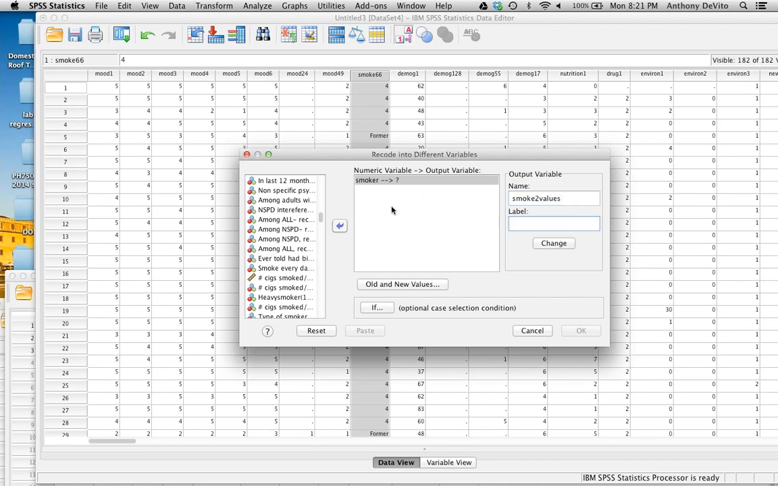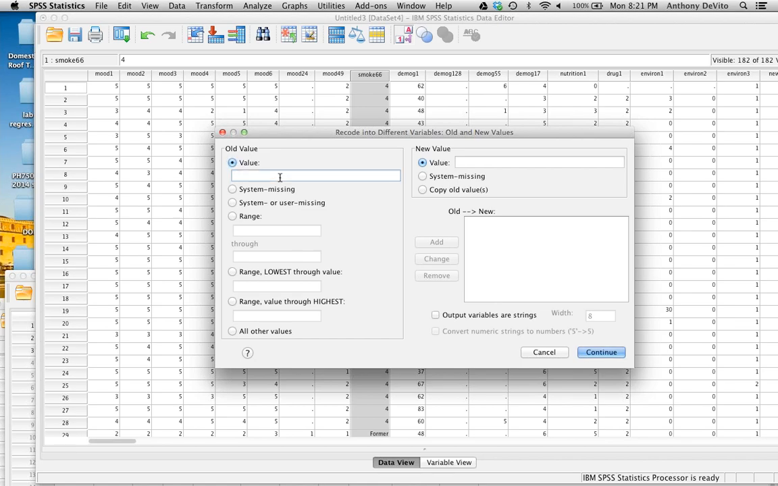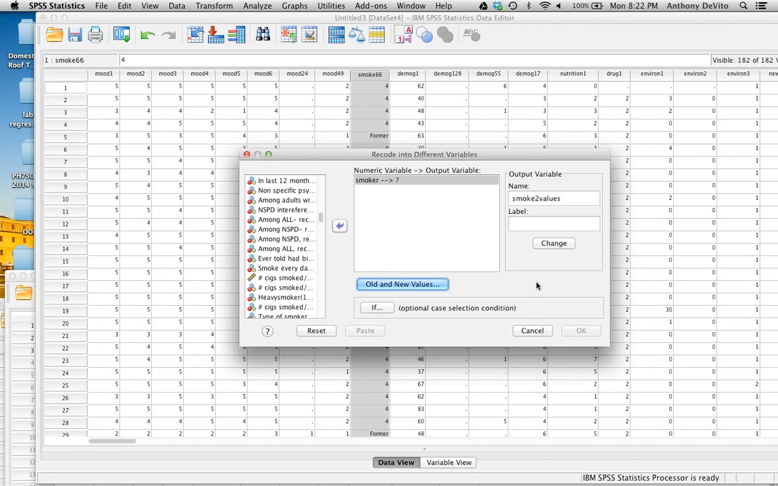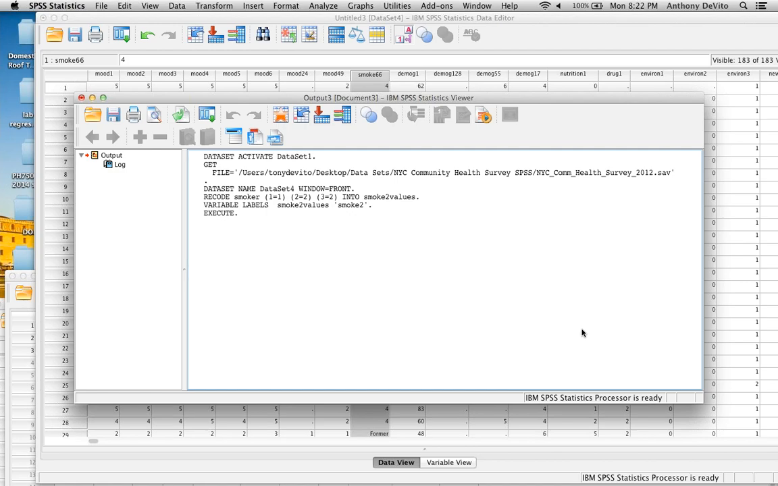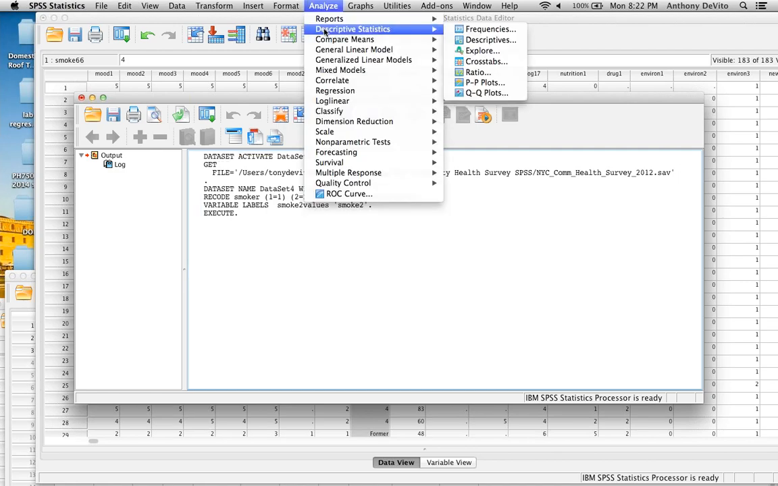For instance, if the old value is a 1, the new value is going to be a 1 also. That's, I think, never smoked. If the old value is a 2, the new value is going to be 2. And if the old value is a 3, the new value is going to be a 2. So now, instead of having 3 values, okay, I say okay, and it executed it.